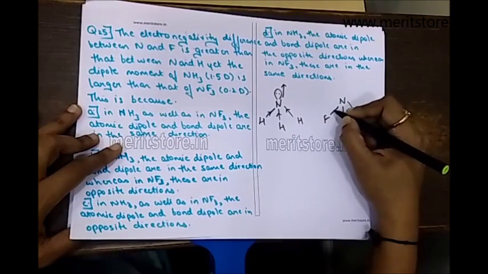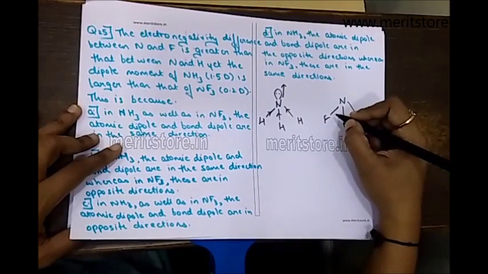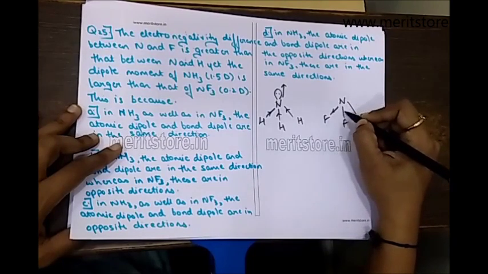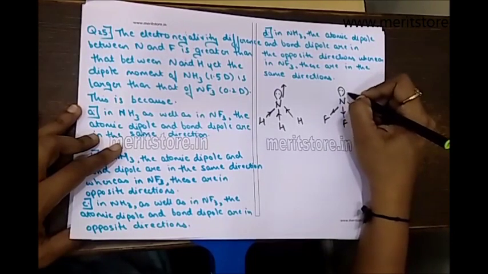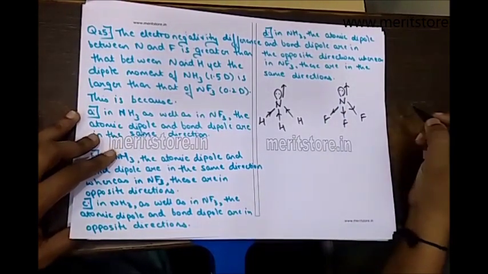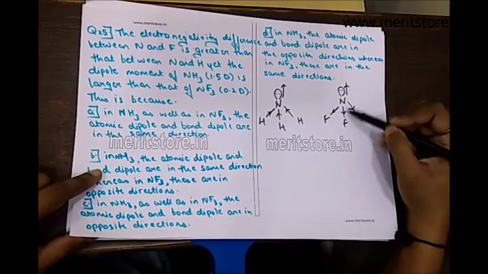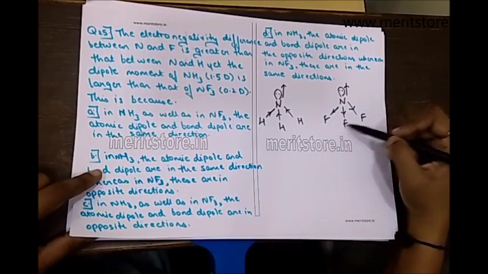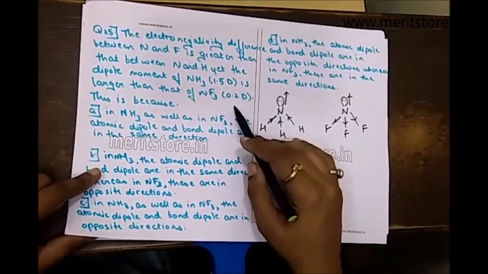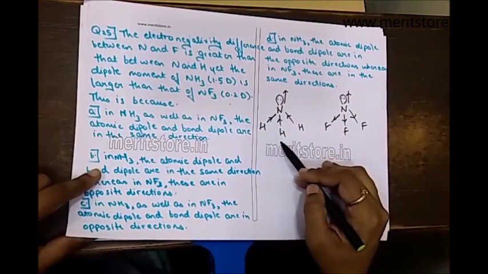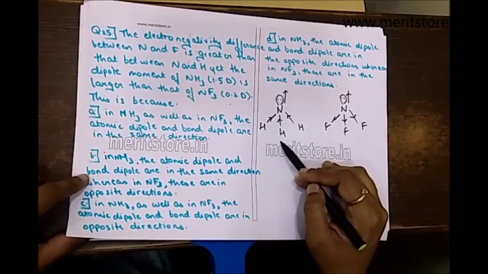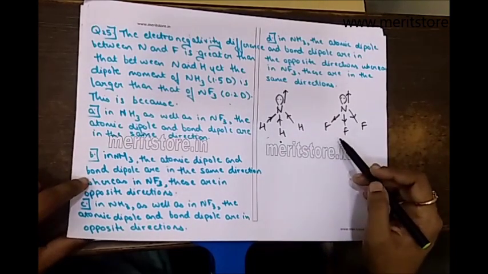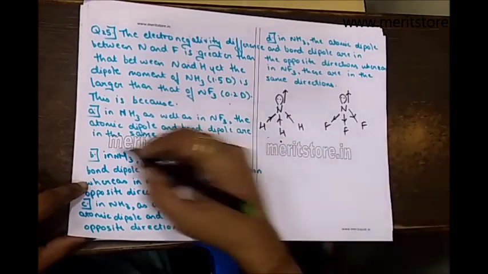While in the case of fluorine, fluorine is more electronegative than nitrogen, so the bond dipole will be towards the fluorine, while the atomic dipole will be exactly opposite to that. Because of this, there is some cancellation of polarity in NF3, and its dipole moment is less than ammonia. So our option is B. In ammonia, the atomic dipole and the bond dipole are in the same direction, while in NF3 they are in opposite directions.